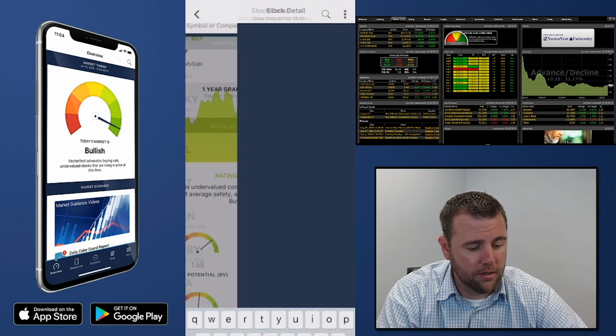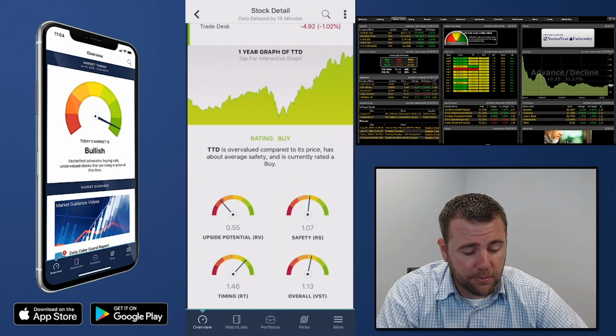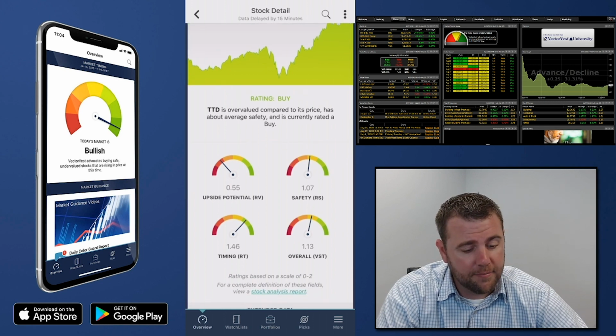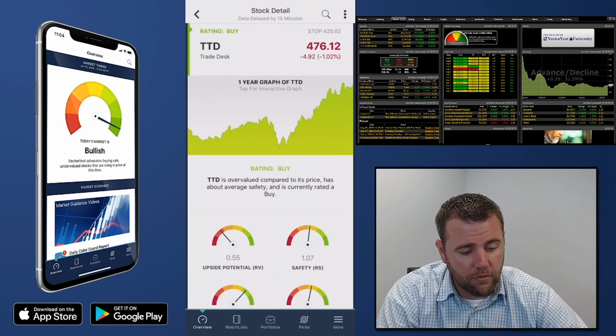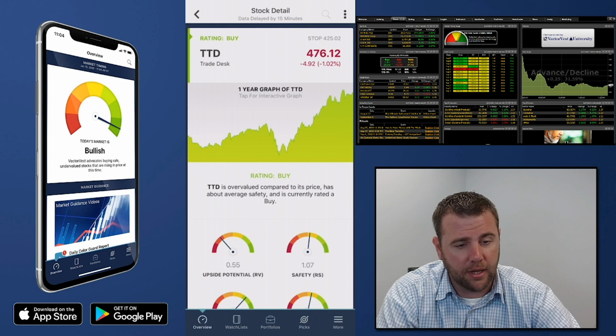TTD. Poor long-term potential. A little bit better than average risk associated with this stock. Been on a nice steady uptrend, so overall the stock's still favorable for the time being.